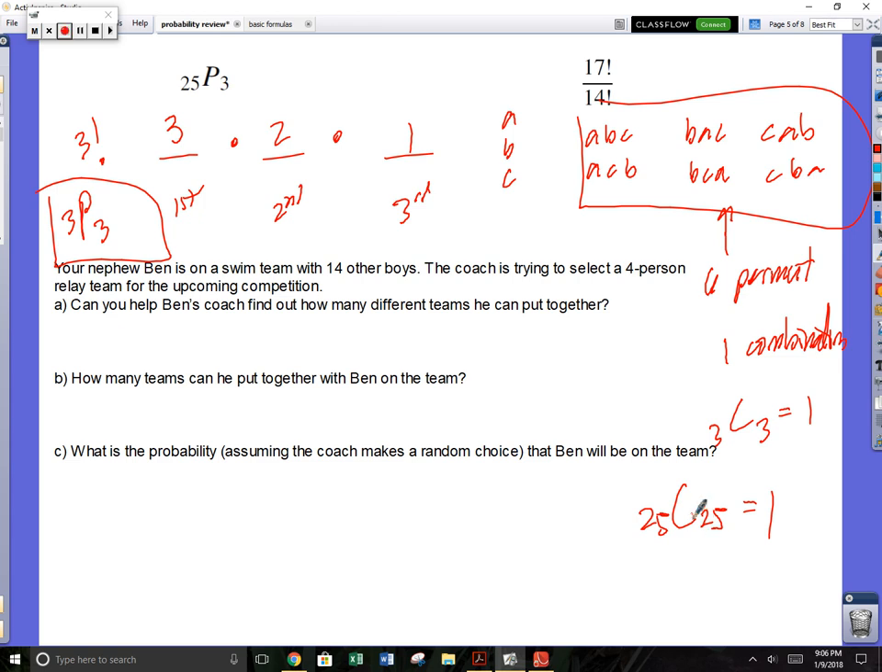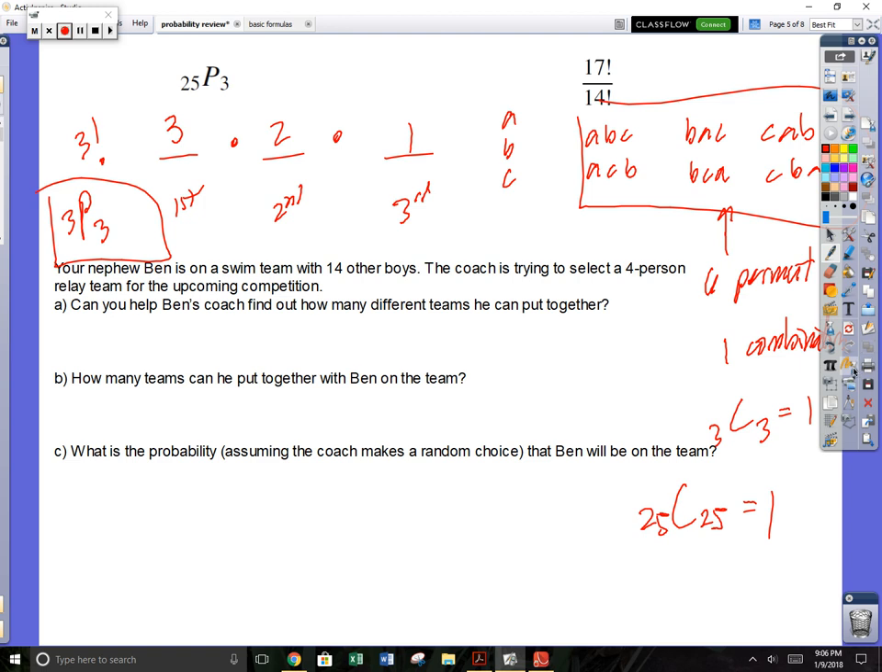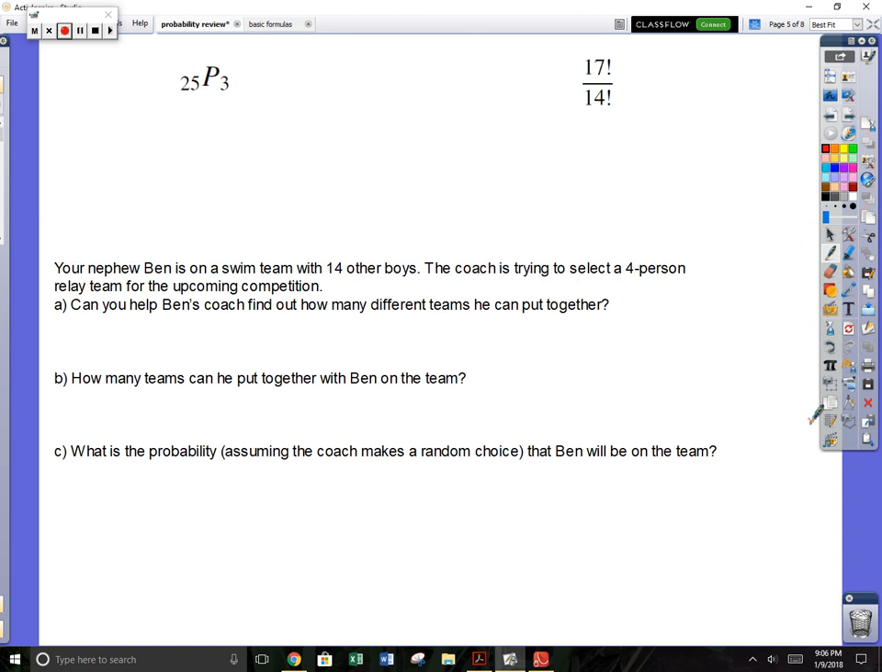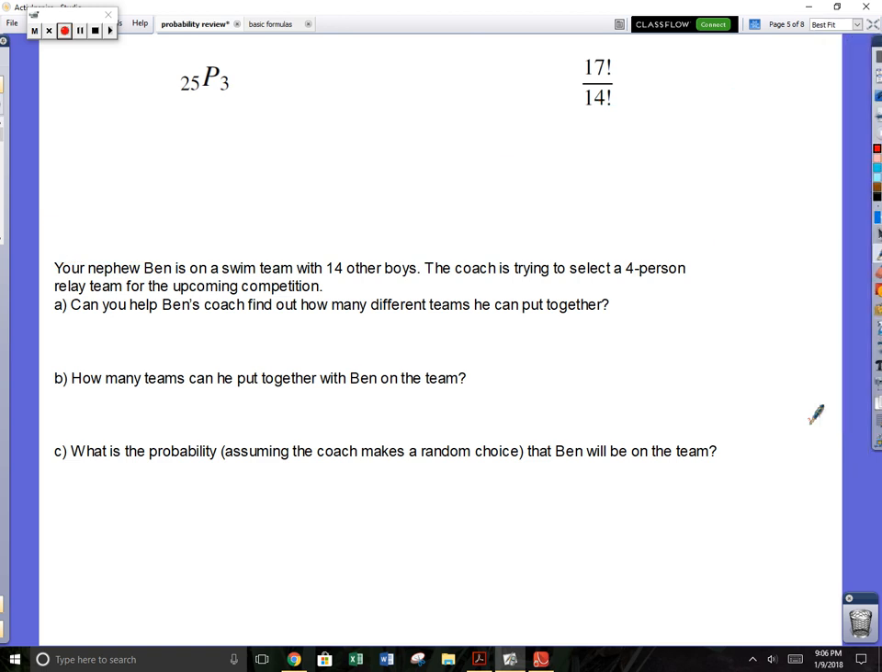Okay, now let's start. So permutation, order matters. Combination, the position does not matter at all. It's who you are choosing. So this question is an awesome question.